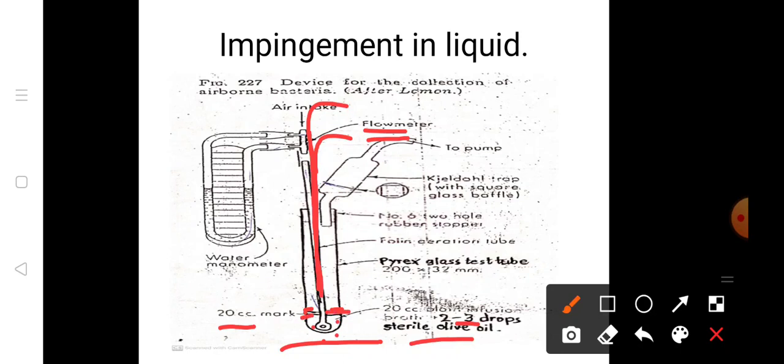Up to here, it is filled with 20 ml of ant broth and 2 to 3 drops of olive oil. Olive oil will prevent foaming. Then the air enters into this broth. Now we will take an aliquot and transfer it into the agar plate. After transfer, we will incubate this agar plate for a particular time period in hours, and after that we will count the colonies. So this is all about impingement in the liquid.